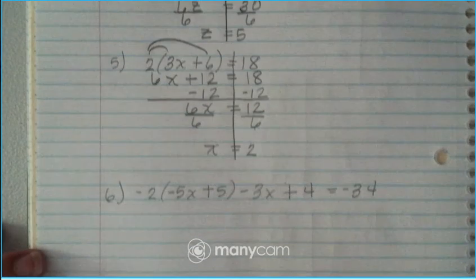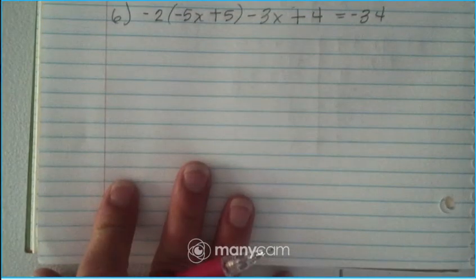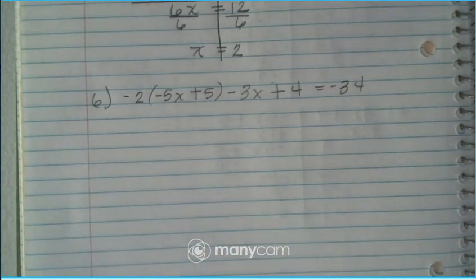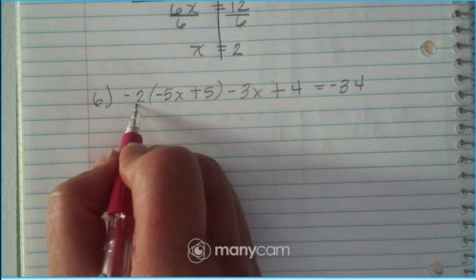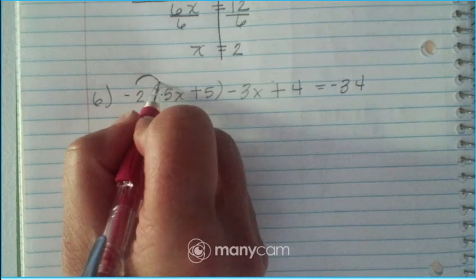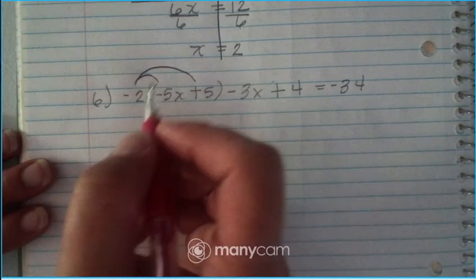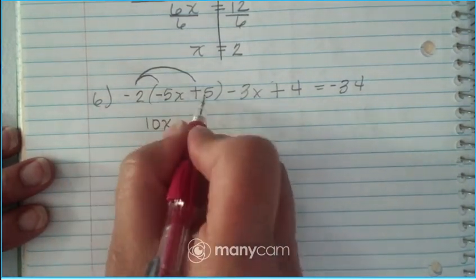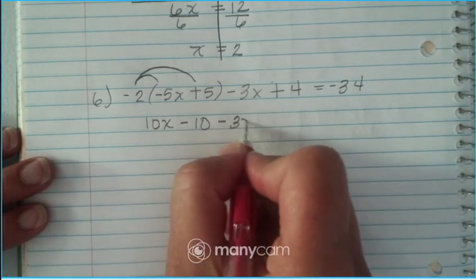All right, so this one looks a lot more difficult, but it's really not. It's just keeping your steps in order. First thing we're going to do is distribute. That's the very first thing we do. So we're going to take this negative 2 and we're going to give it to negative 5x. And we're going to give it to positive 5. So negative times a negative is a positive 10x. And a negative times a positive is a negative 10.